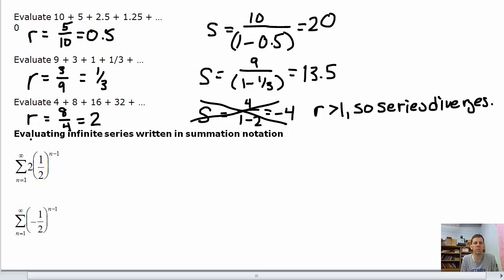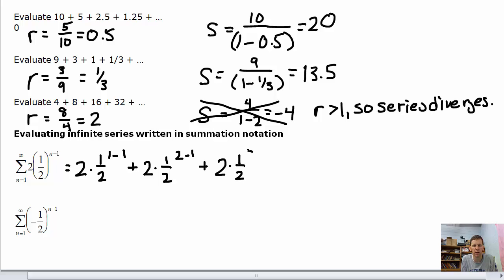Finally, the last thing we'll do today is evaluate infinite series written in summation notation. So we're familiar with what this looks like from the other day. What I'd like to do is write out the first few terms so we can evaluate this series using our formula from above, but I want to know what the first few terms are. In the first example, I'm going to plug in 1 for n, so my first term is equal to 2 times 1/2 to the 1 minus 1 power. And my second term is 2 times 1/2 to the 2 minus 1 power, and my next term is 2 times 1/2 to the 3 minus 1 power, plus dot dot dot, etc.